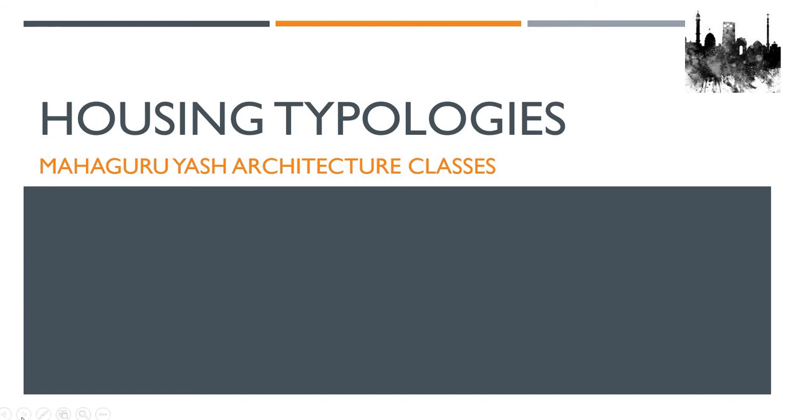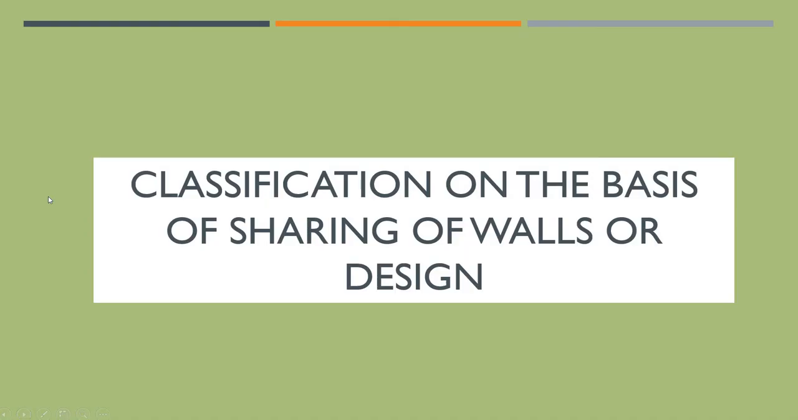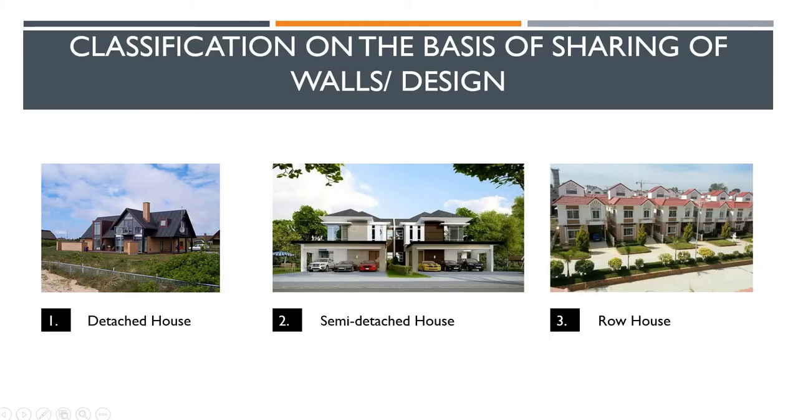The first classification of housing typologies is on the basis of sharing of wall or design. The first is detached house, as in you do not have any kind of shared walls. You have all four walls to yourself. The second is semi-detached, where two houses share one common wall in between.